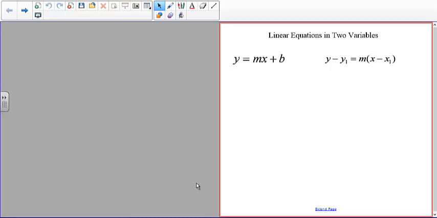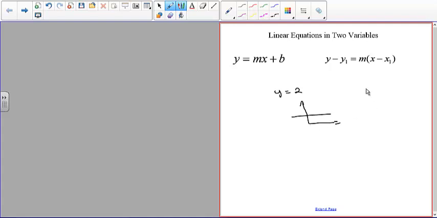So now we're moving on to a discussion of linear equations in two variables. Before we do that, let's think about what is a linear equation in one variable. If I said y equals 2, that's a linear equation. It just happens to be a horizontal line. And if I did x equals 3, that would be a vertical line at x equals 3. So I guess you can have linear equations in one variable.